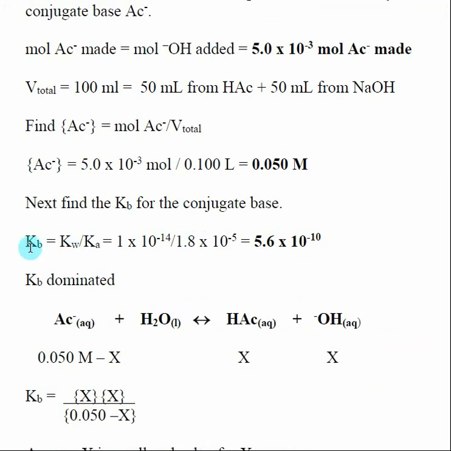So we're going to utilize the fact that Ka times Kb is equal to Kw, or Kb is equal to Kw divided by Ka. Kw is a constant. It's for the self-ionization of water. That's 1 times 10 to the minus 14th. Ka was given, so I can calculate Kb. Kb, the one that we're interested in, the reaction that is determining the pH now, is equal to 5.6 times 10 to the minus 10th.